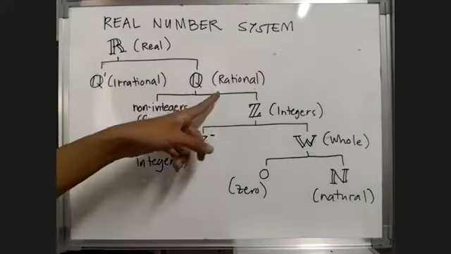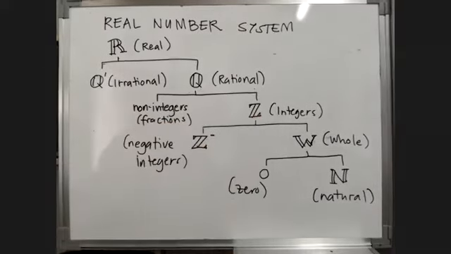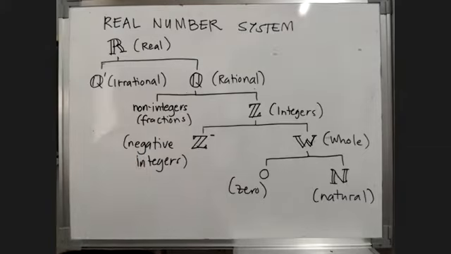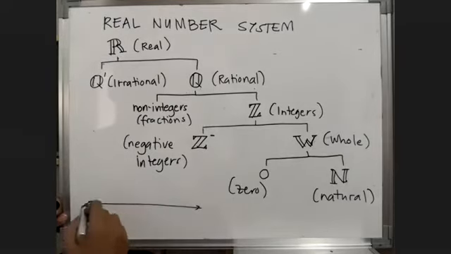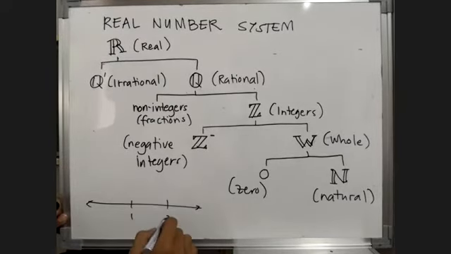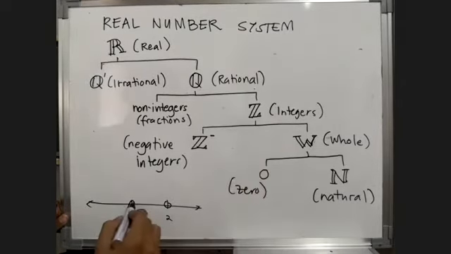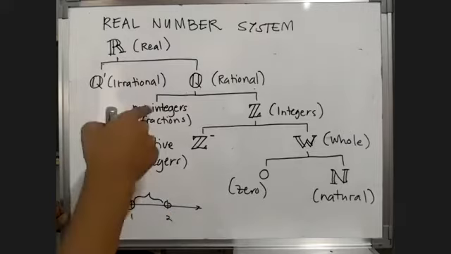Under kay rational, we have integers, which are whole numbers or signed whole numbers, and non-integers, so yung mga nasa pagitan ng ating integers. For example, we have this. I have 1, 2. Ito mga part na to, sila yung integers na tinatawag. Yung mga values na nakapagitna dito, sila yung non-integers.